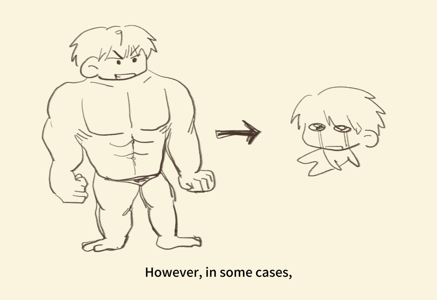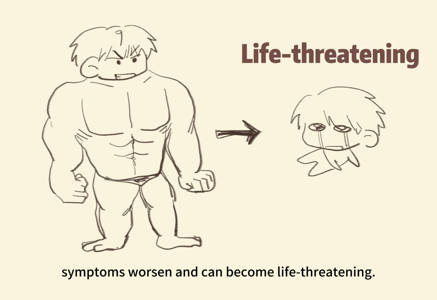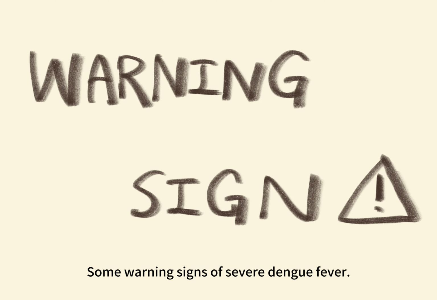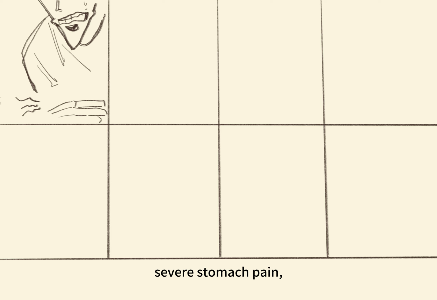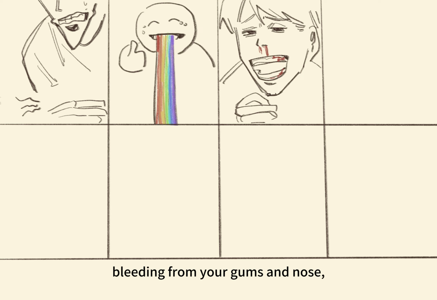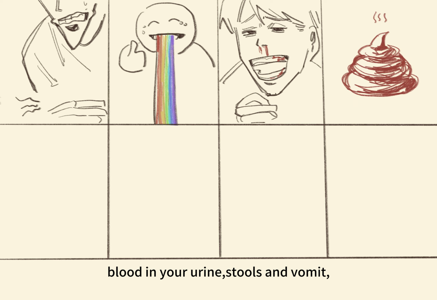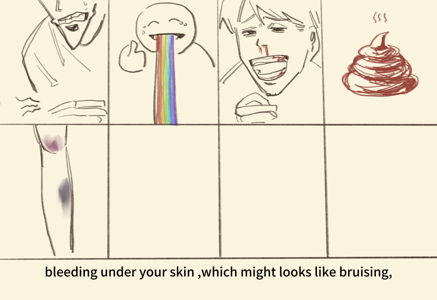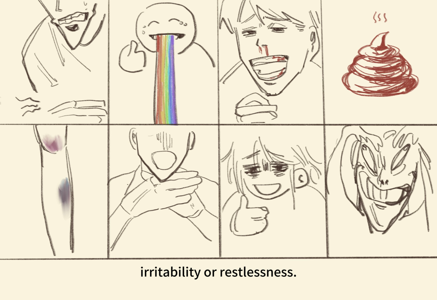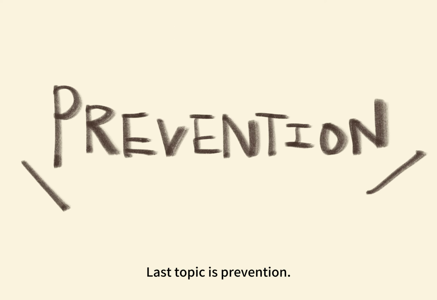However, in some cases, symptoms worsen and can become life-threatening. Some warning signs of severe dengue fever: severe stomach pain, persistent vomiting, bleeding from your gums and nose, blood in your urine, stools, and vomit, bleeding under your skin, which might look like bruising, difficult or rapid breathing, fatigue, irritability, or restlessness. Last topic is prevention.